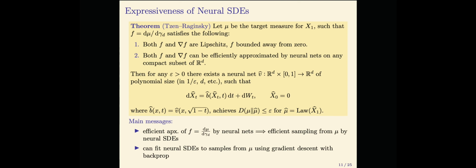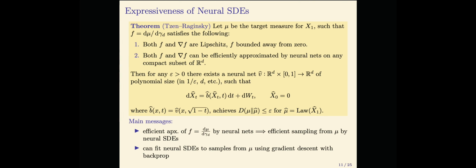And the size of that neural net is polynomial in everything. So at most polynomial overhead compared to the complexity of these neural nets, such that if I use this neural net v hat in this process, and notice that here I'm feeding it the current state and the square root of 1 minus t, which is the standard deviation, you can think about that, then at time equals 1 you achieve epsilon approximation in KL divergence.